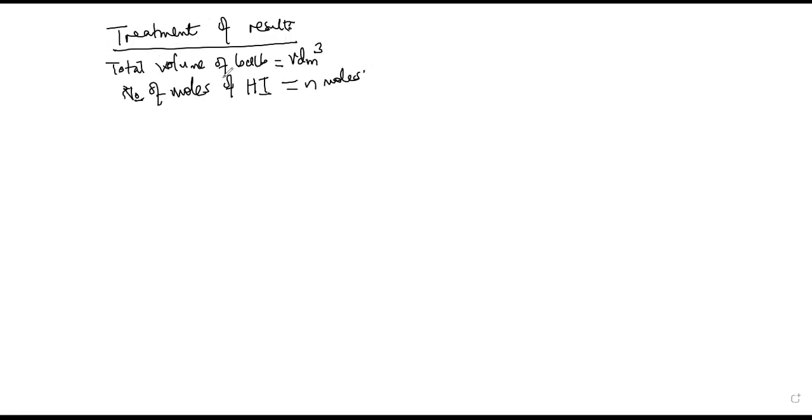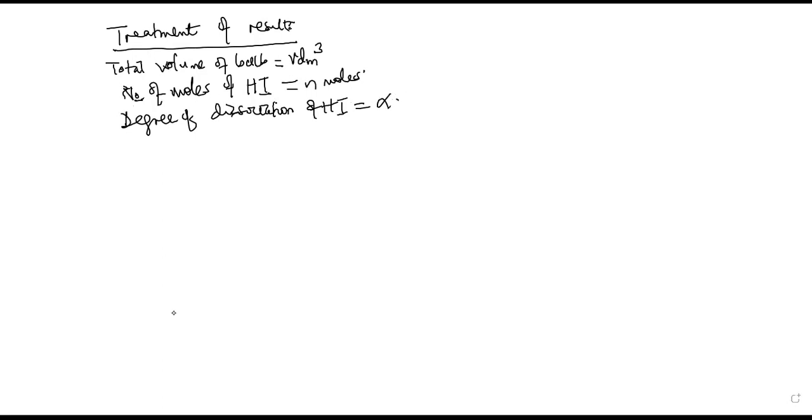Okay, for us to treat results, we've already seen that the total volume of bulb is equal to V decimeters cubed, and the number of moles of hydrogen iodide that was heated is equal to N moles. But since the hydrogen iodide is dissociating, we need the degree of dissociation. So the degree of dissociation of hydrogen iodide is equal to alpha.